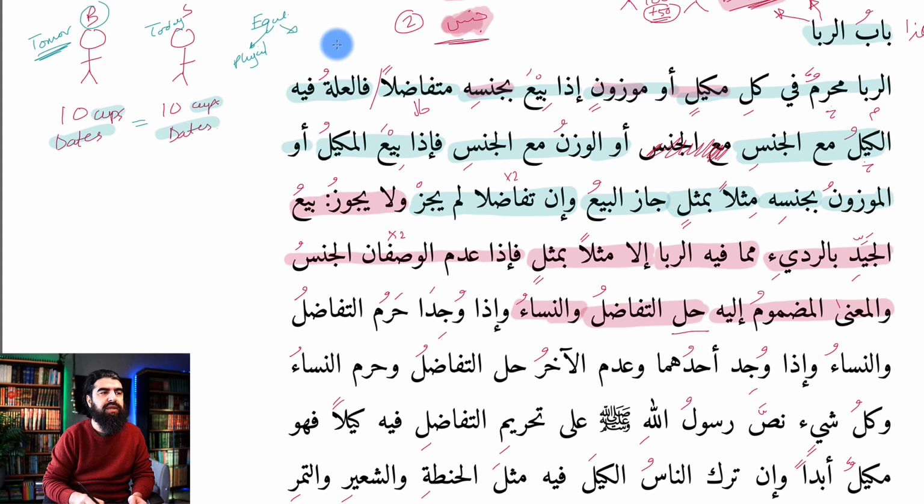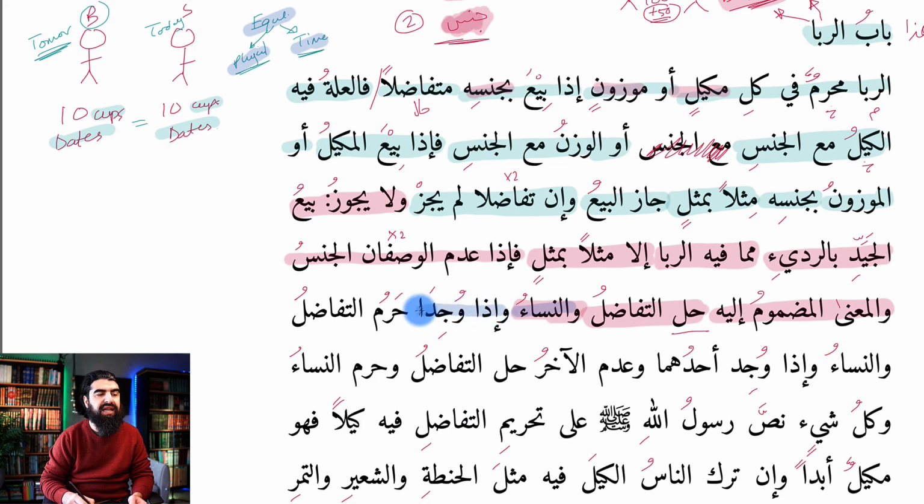It has to be equal in time as well. Time-wise, they have to give it at the same time. It can't be a delay on one side. That's why it's known as nasa, not nisa. Nisa means women. This is not talking about women, it's talking about this. So this is why it must be equal physically and in time. He says, if obviously the two items are different, then nasa is even allowed.